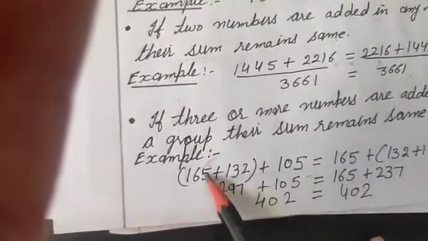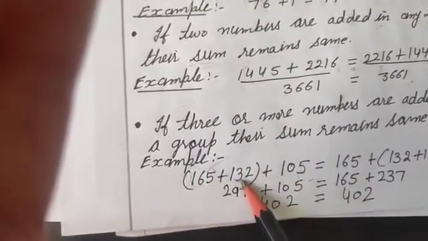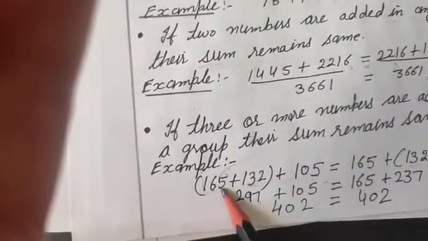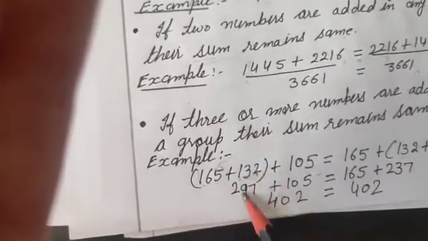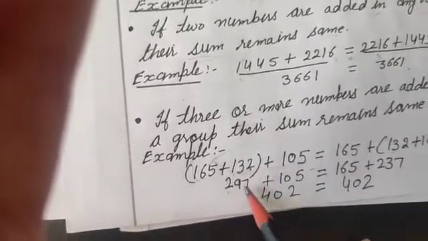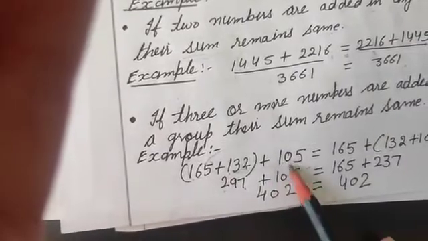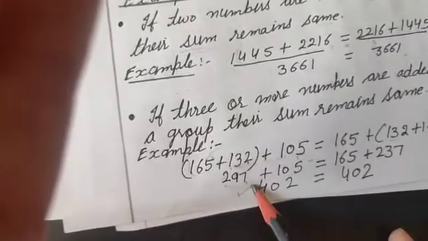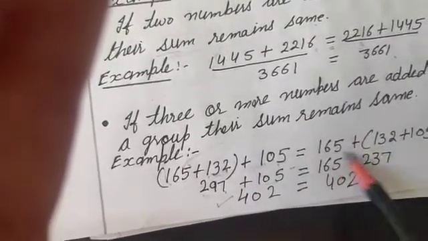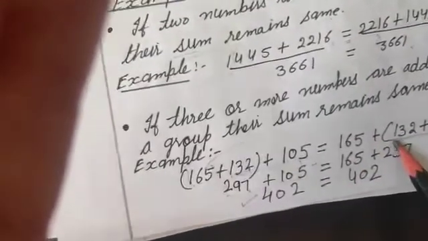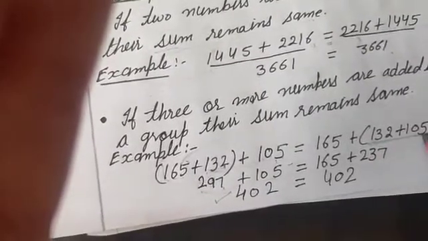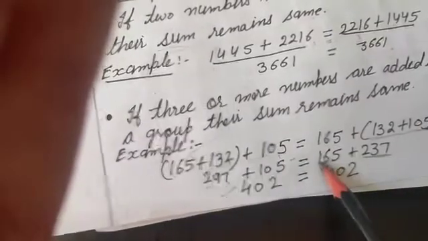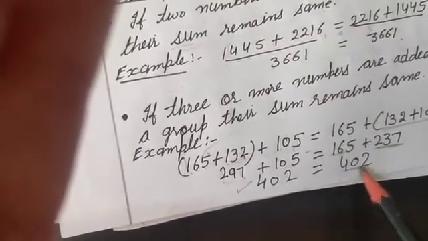See what happens. Firstly we have grouped this and we find out their sum. Firstly we added 165 to 132, we get the sum 297. Then we have added the third one, 105. Then we got our sum 402. Here firstly, we added 132 and 105. Their sum is 237. Then we added this one. Then also the sum remained the same.